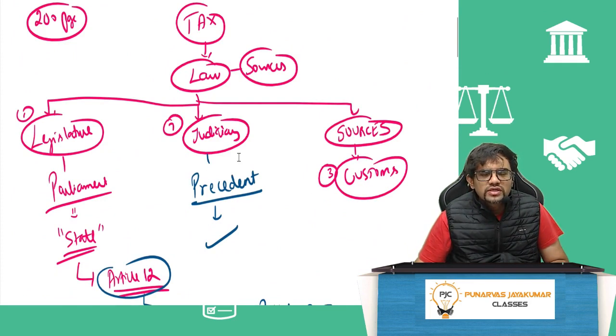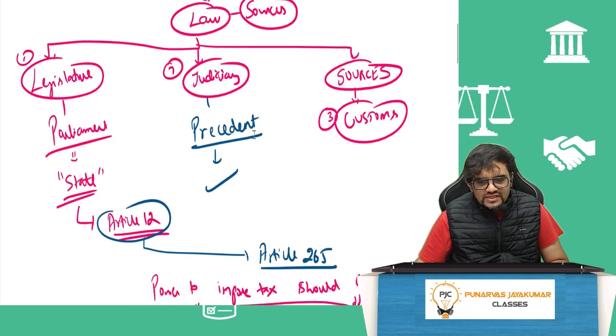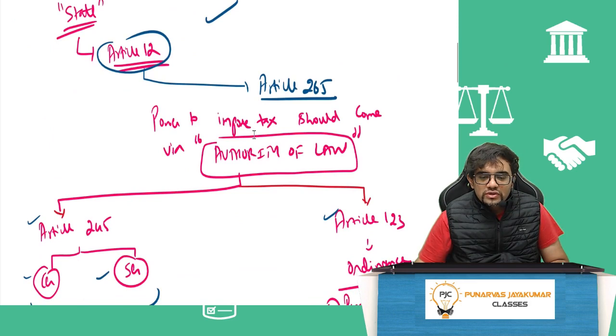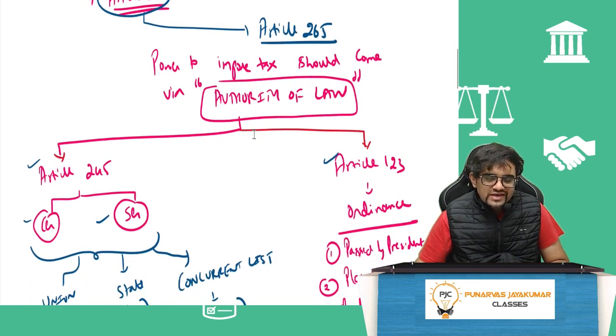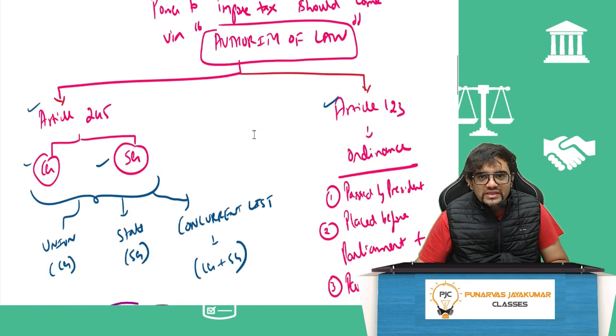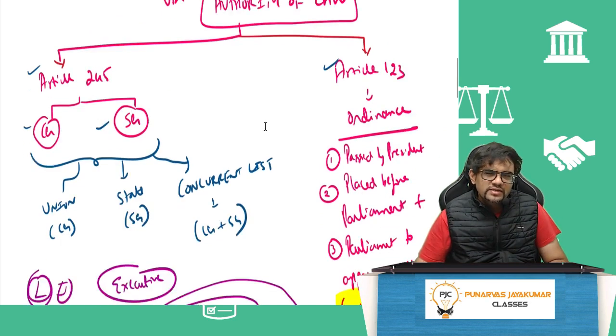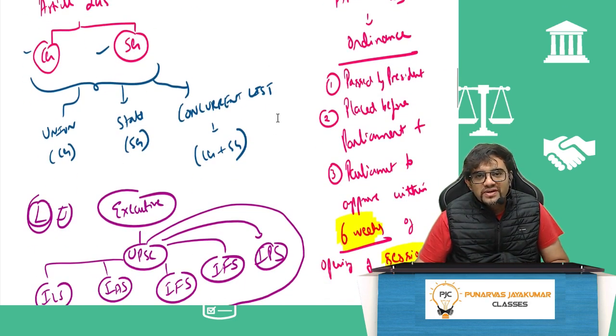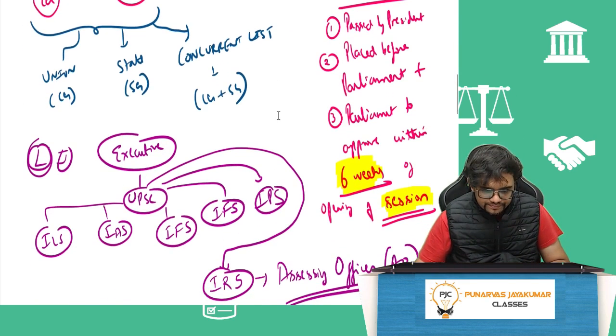We understood what the sources of law are: legislature, judiciary, and the customs. As far as legislature is concerned, Article 12 of the Indian Constitution speaks about the concept of state. Then we moved on to Article 265, which spoke about the authority of law, divided into two parts: Article 245, which speaks about central government and state government having power. And then we spoke about Article 123, where the ordinance is passed by the president, placed before the parliament, and parliament is to pass it within 6 weeks of opening of the parliament session.